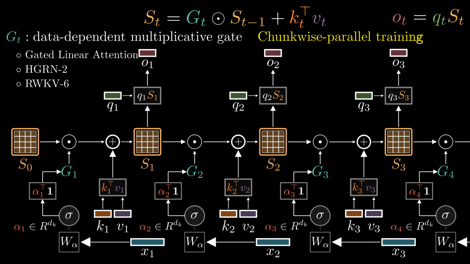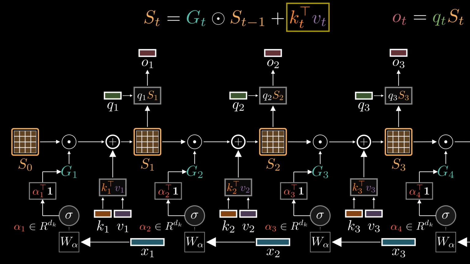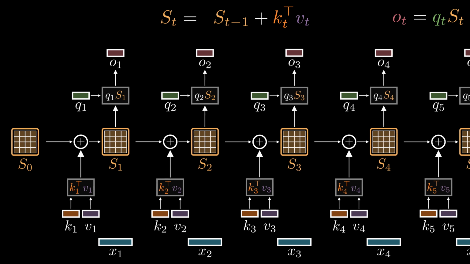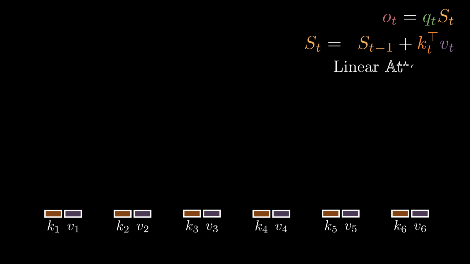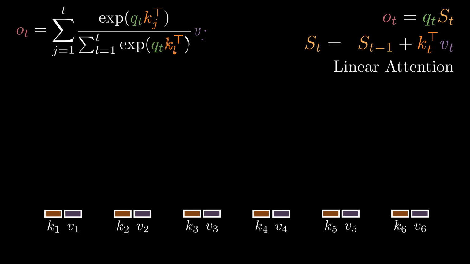With the outer product structure of the gating matrix, the formulation with expressive gating mechanism also supports efficient chunkwise parallel training. But what does it actually mean to update the state matrix by adding the outer product of the key and value vectors? Let's take a step back and try to understand the update rule better. On the right-hand side, we have linear attention. On the left-hand side, we have the standard softmax attention.